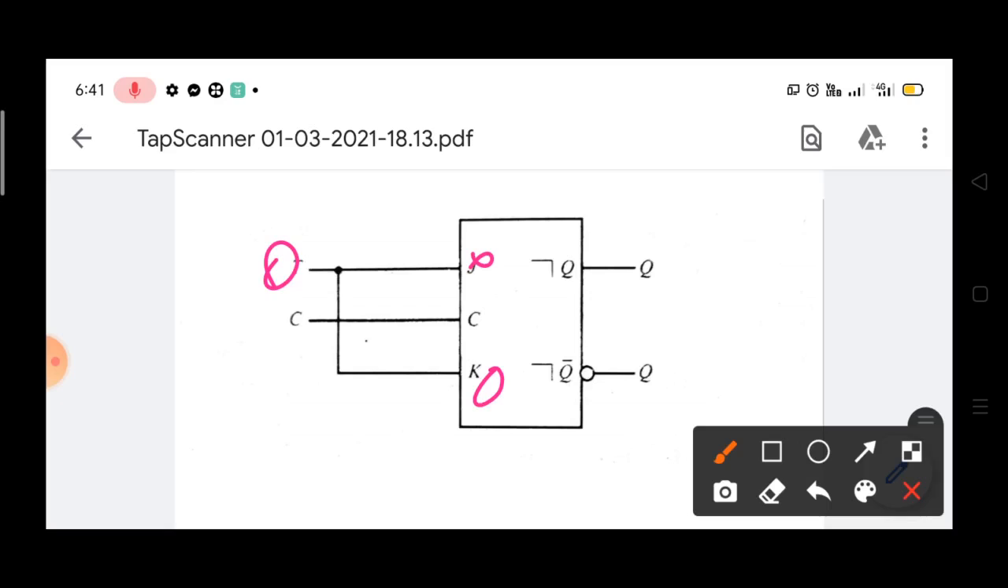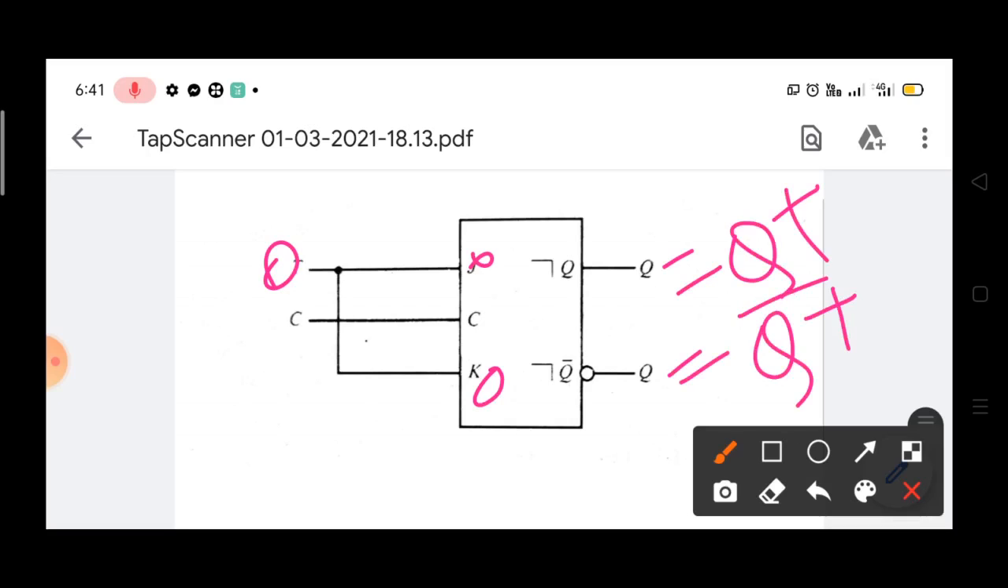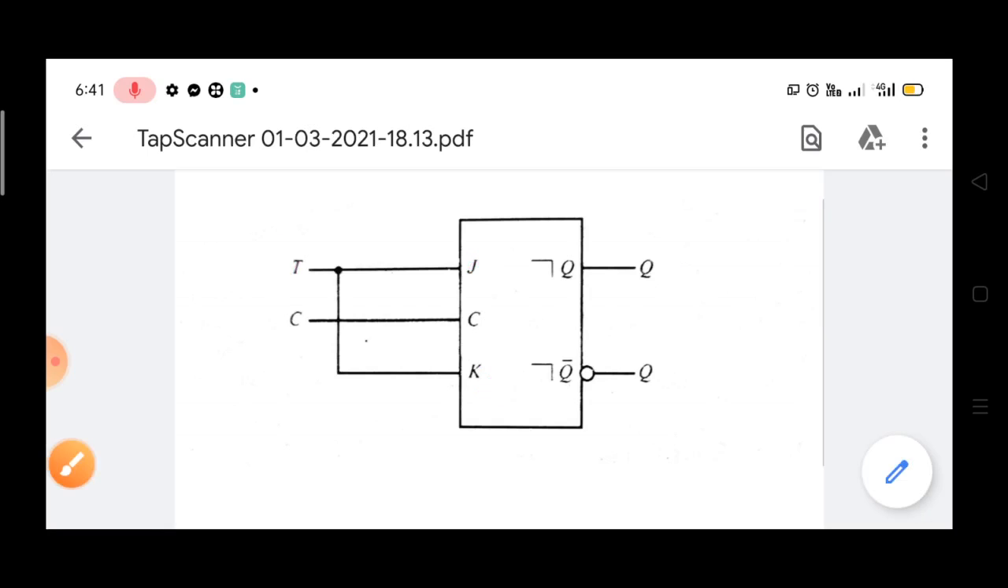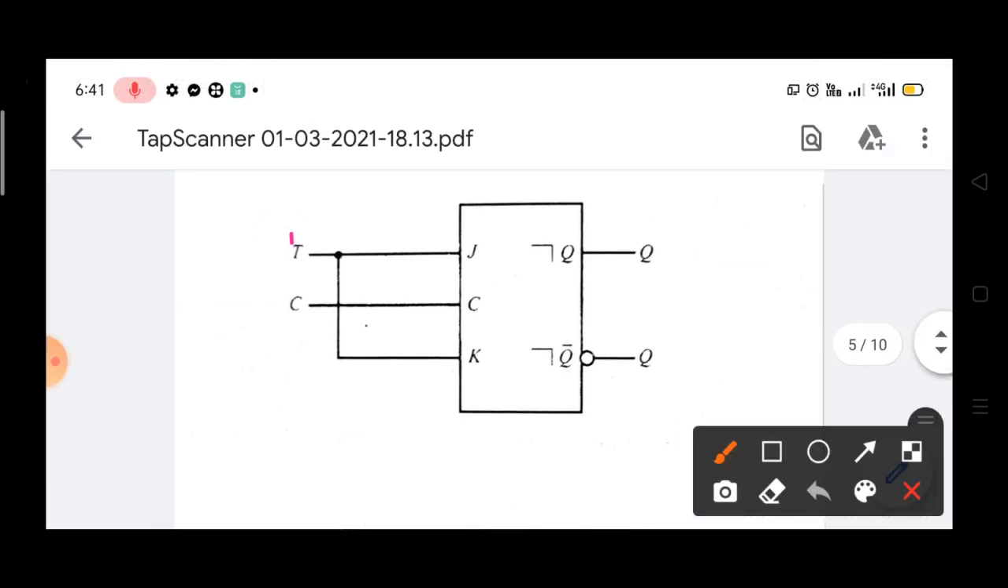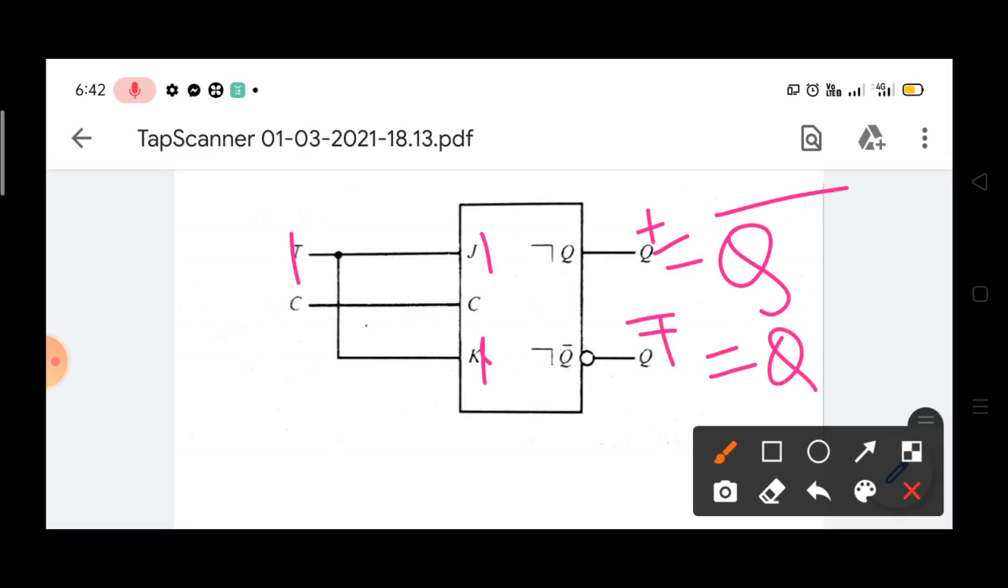So when J is equal to 0, K is equal to 0, our T flip-flop's output equals its present state. So Q plus would be equal to Q. Okay, we know this. Now however, if T is 1, it means J is 1, K is 1. So when J is 1, K is 1, please recall I told you that the present state will be the complement of the previous state. So this Q will be Q bar. Q plus will be Q bar and Q plus bar will be Q.